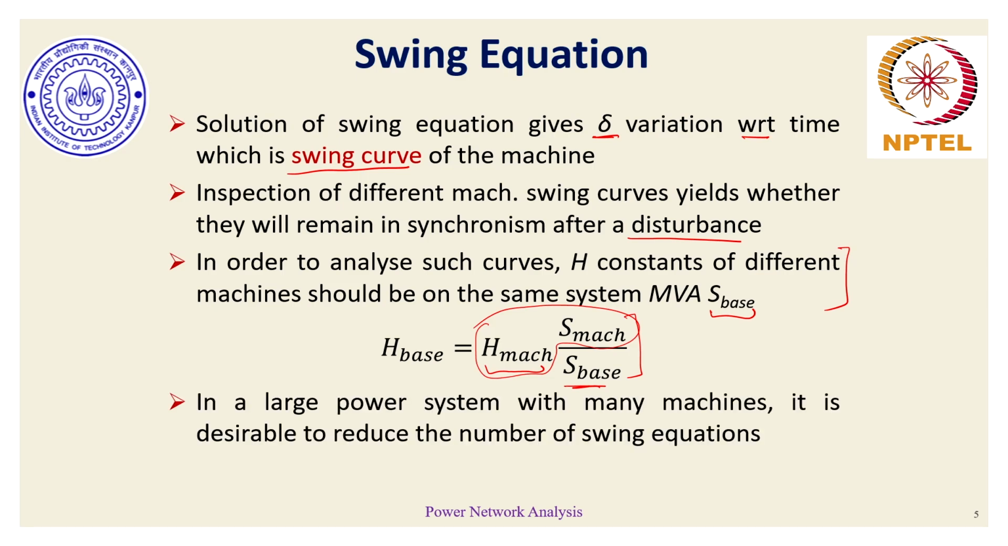For a large system with many such synchronous machines, the number of swing equations would accordingly be more and more for large synchronous machines. So can there be ways of reducing the number of swing equations so that the computational time or effort involved can be minimized? So yes, there are different ways of reducing such a number of swing equations.